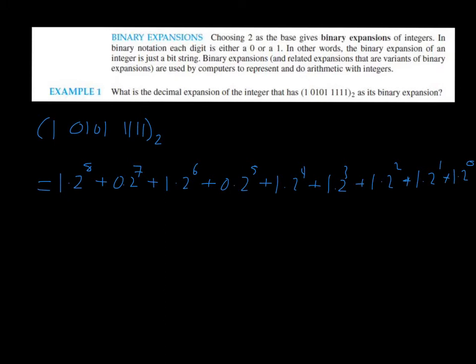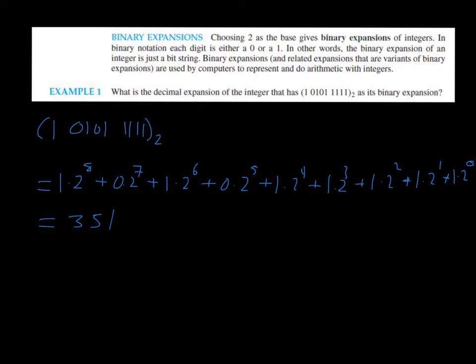So, do this out by hand, get out your calculator or whatever. But when you do all the arithmetic, when you take all these powers of 2 and then do the multiplication, this is going to turn out to be the number 351. So, this binary number, 1 0 1 0 1 1 1 1 1, base 2, is equal to 351.